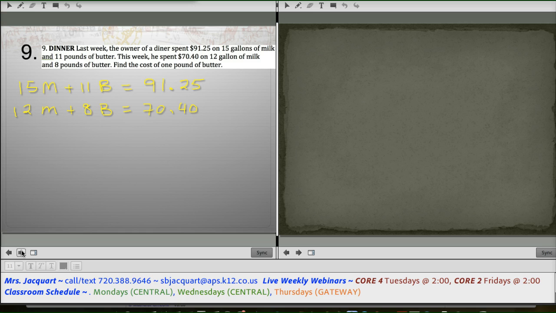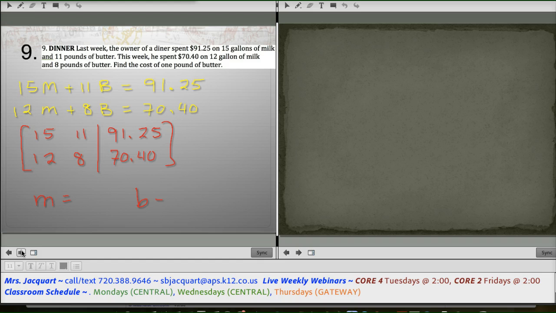So the matrix that I'm going to be working with is 15, 11, 12, 8, 91.25, 70.40. And we want to know what m equals and what b equals. So I'm going to go ahead and use Cramer's rule because it's easy-ish.